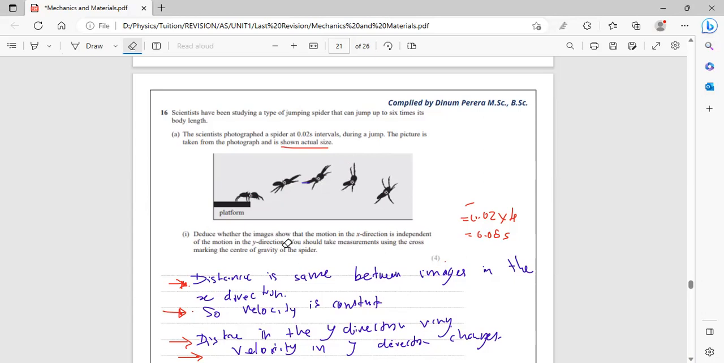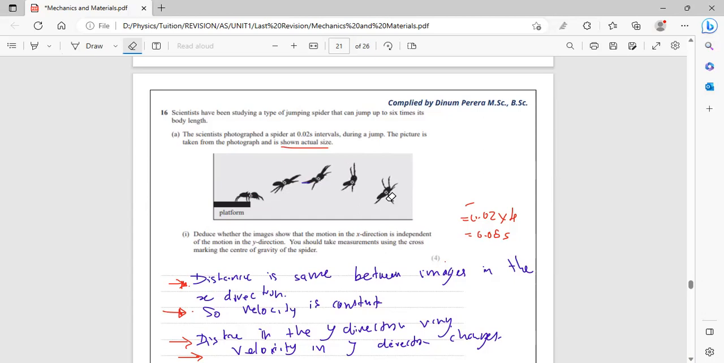But in the upward, vertical direction, distance varies. Right? Initially, when you take the first two images, the vertical distance is higher compared to the second and third. The second image is closer to the third one. And then when you consider the third and fourth, the fourth one is below the third one. And the fifth one is way below the fourth one. So that means vertical velocity varies with time.